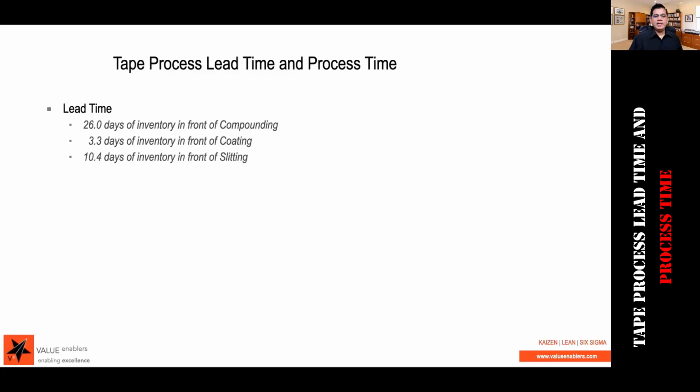Then you calculate the lead times. Very simple. How do we calculate the lead times? Let's go step by step. 26 days of inventory in front of compounding, we have already seen. 3.3 days of inventory we have calculated in coating. We have calculated it together. 10.4 days of inventory in front of slitting that we had calculated together. 2.7 days of inventory in front of packing we had calculated together. And 8.3 days of inventory we have calculated in front of shipping.